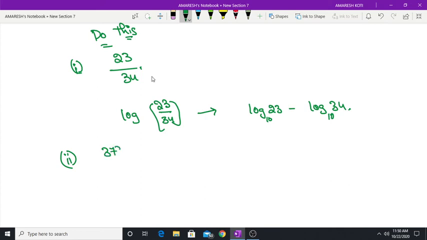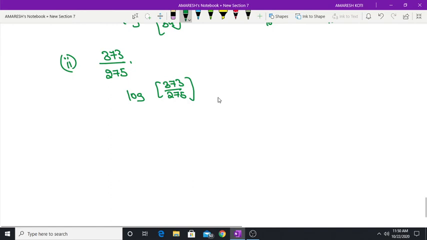Second sum: 373 by 275. Again changing into the logarithm form, we get log 373 by 275. Then log 373 minus log 275. Simple. And do the third sum and fourth sum as homework.